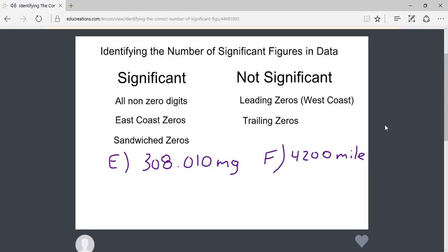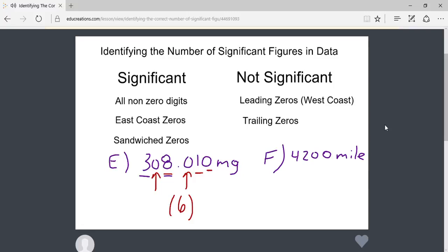Looking at example E, we see a number of different zeros in this example. The 3 and the 8 are both non-zero digits, which causes this zero to be a sandwich zero, also significant. The 8 and the 1 happen to sandwich this zero, and the 0 on the end happens to be what we like to refer to as an East Coast zero. Again, the reason this is not a trailing zero is that there is a decimal in this particular measurement. Therefore, each of the digits in this measurement are considered significant. This measurement contains 6 significant figures of information.